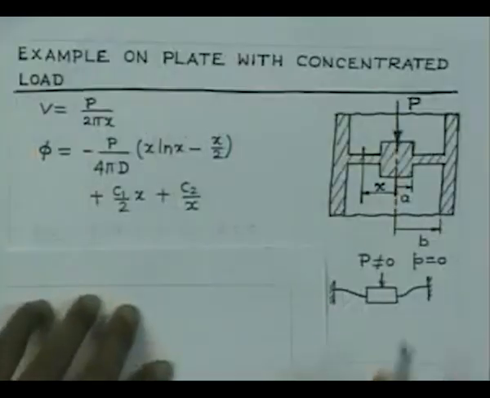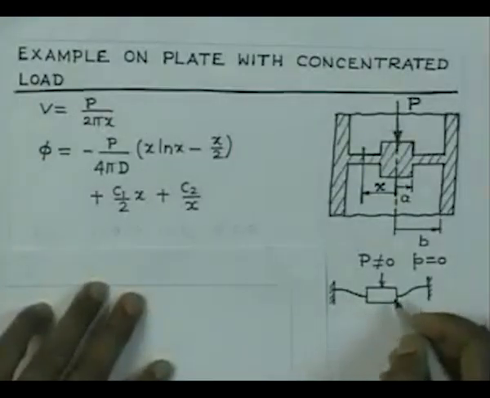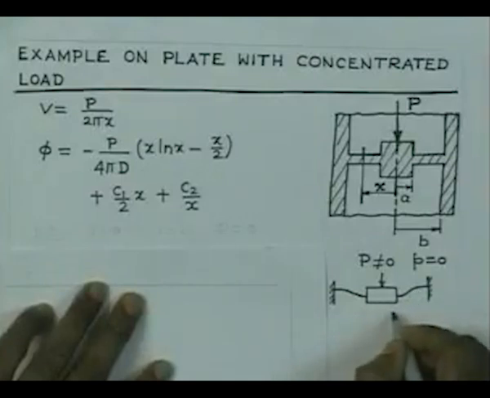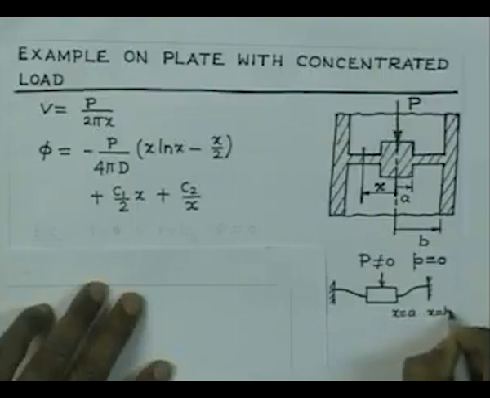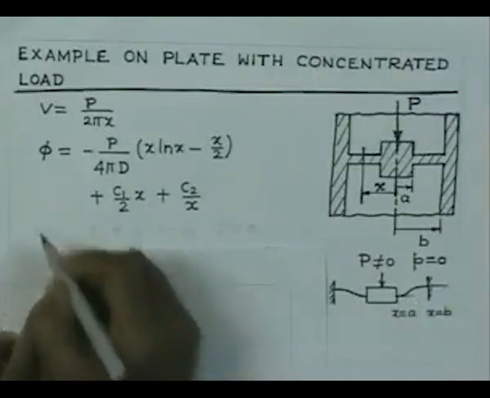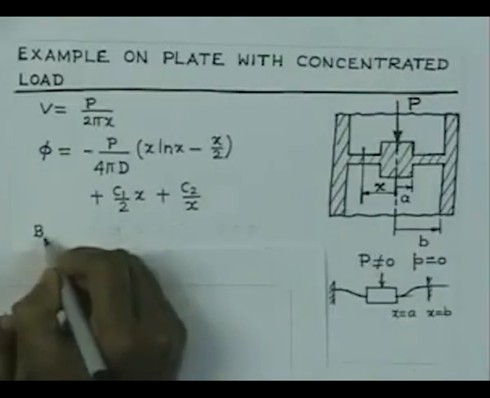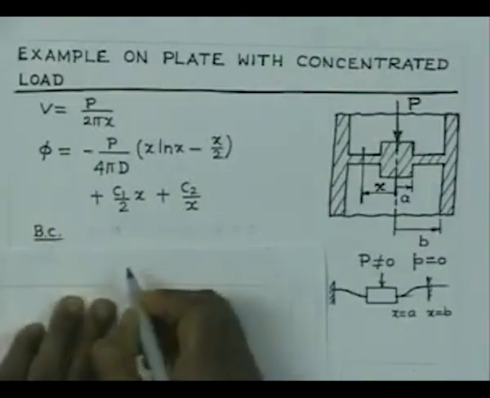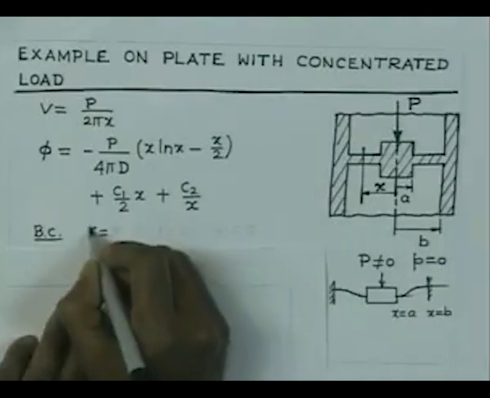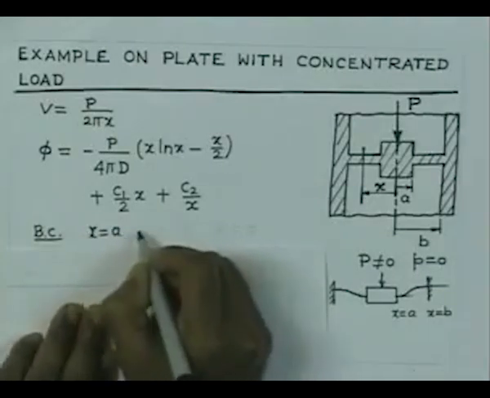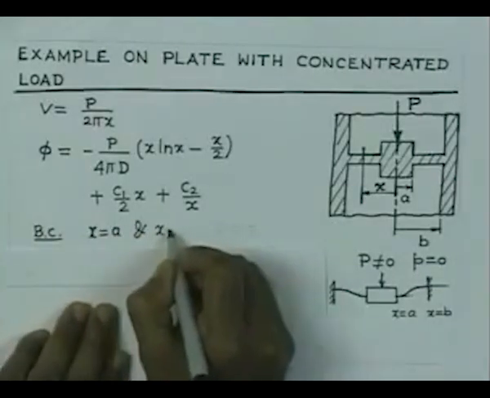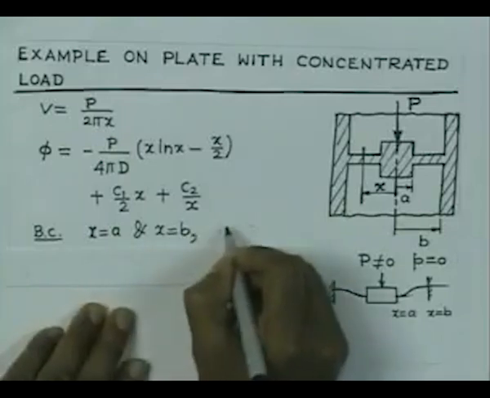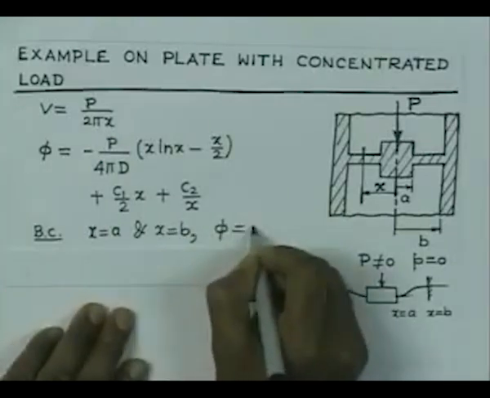Now, what are the boundary conditions in this case? So, let us look into the boundary conditions. Obviously, in this case, this is x is equal to a and this is x is equal to b. What we have is that slope here is 0, here also it is 0. So, we can write the boundary condition to be at x is equal to a and x is equal to b, phi is equal to 0.